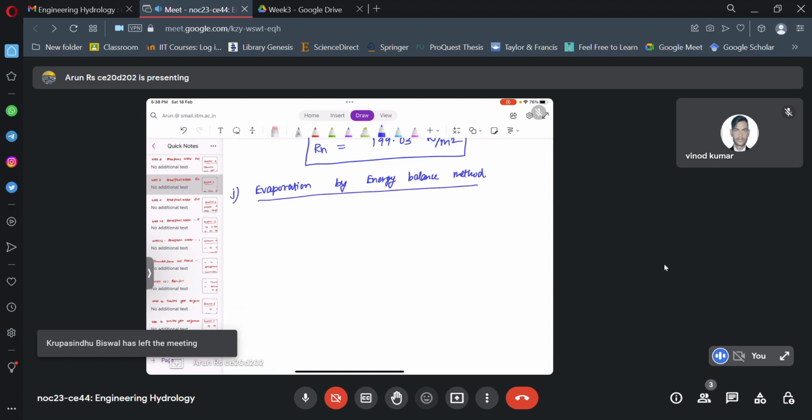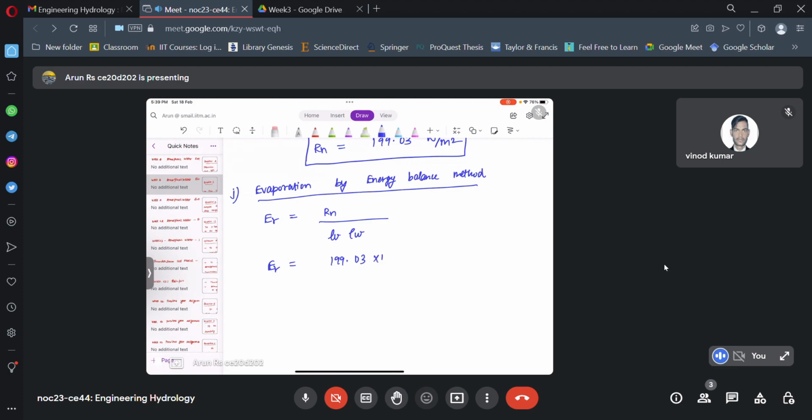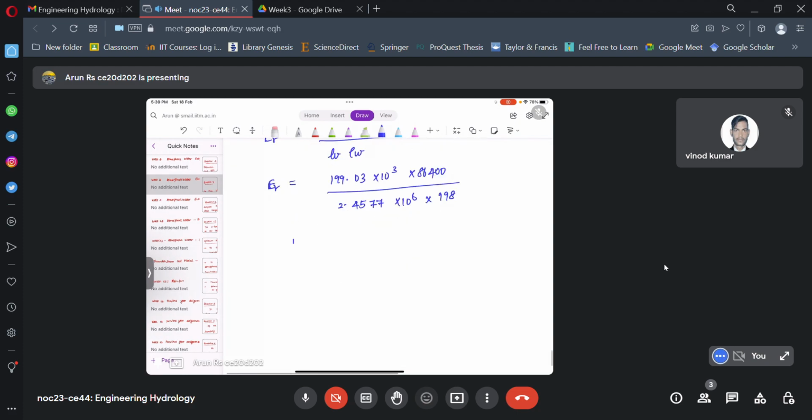So your evaporation by energy balance method, ER, is given by Rn divided by rho W, so we are neglecting the sensible heat as well as the ground heat flux. So ER is equal to 199.03 into 10 to the power of 3 into 86400 divided by the latent heat, which we calculated in the first question itself, 4577 into 10 power 6. Density of the water is given as 998. So ER is simply 7.011 mm per day.